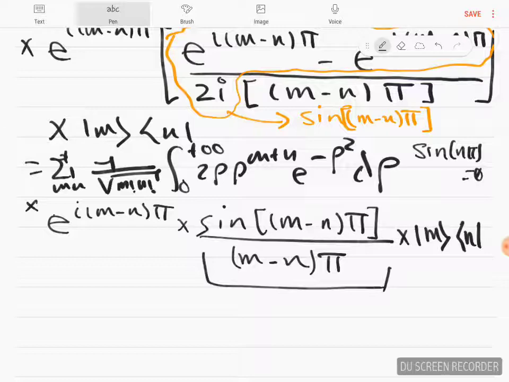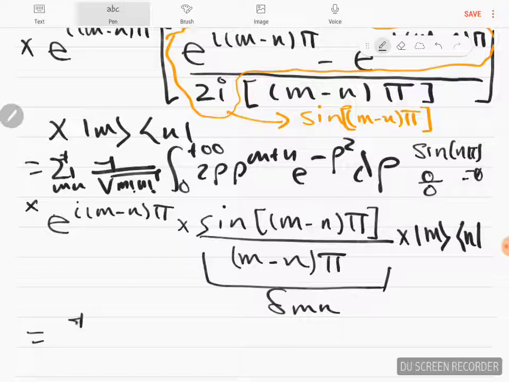This only doesn't vanish when m is equal to n. Because even though sine of 0 is 0, we will have a division of 0 divided by 0, and one can show that this converges to 1. So actually only when m is equal to n, this is non-zero and is equal to 1. So then we can say that this is a delta of mn.